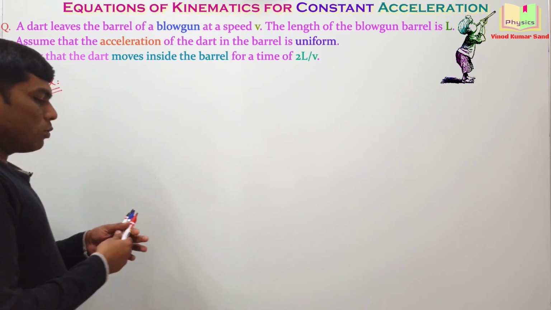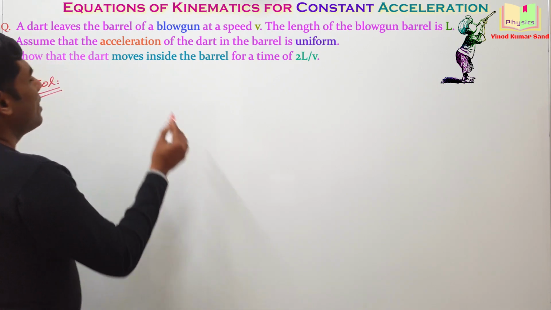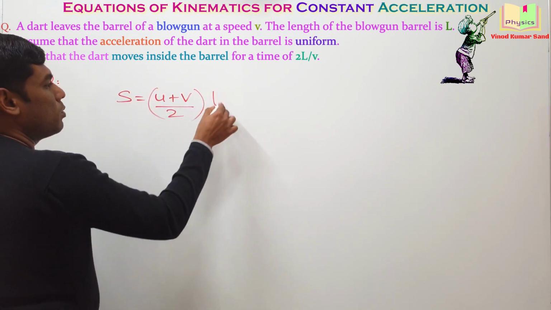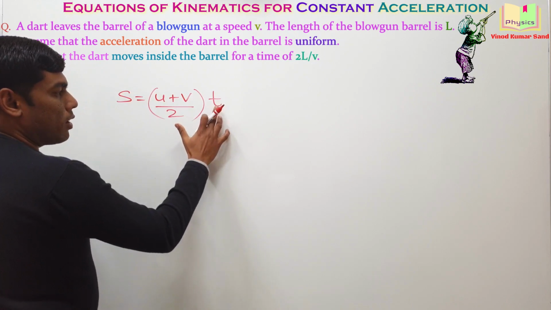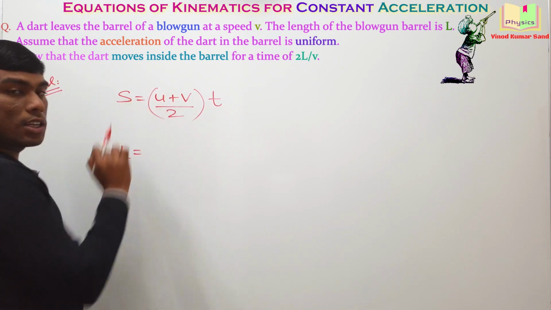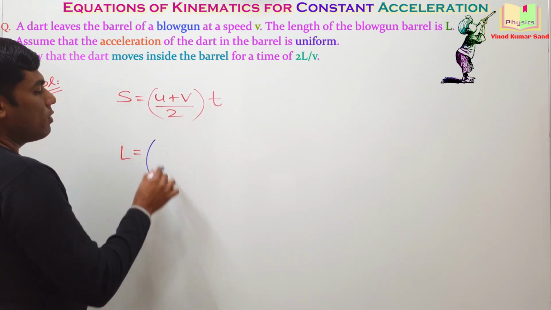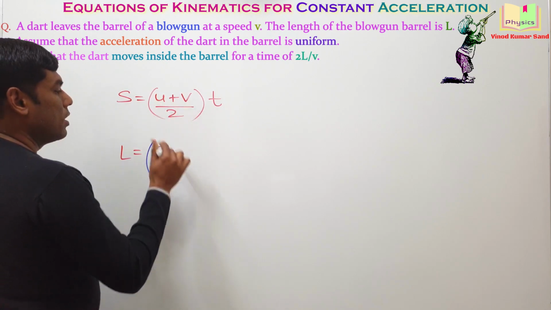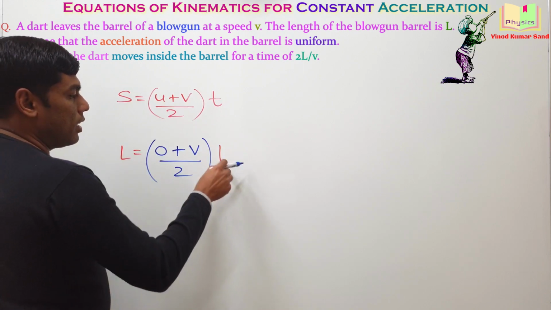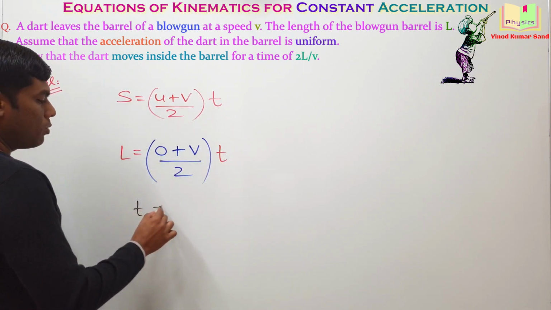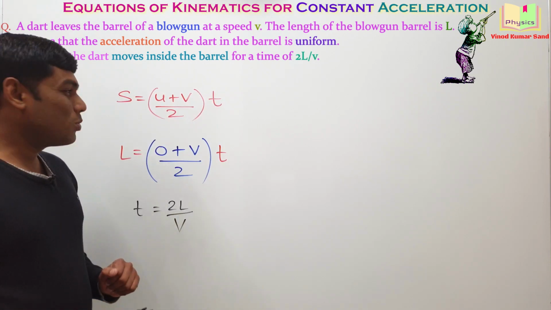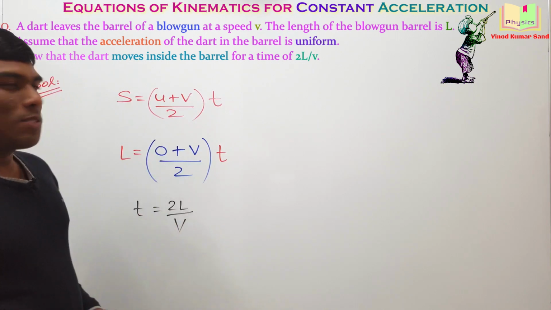Which equation we should use? Speak up. We should be using the second equation in this format, s is equal to (u plus v) by 2 into t, because our requirement is the time t. The s is actually equal to L. U means the initial velocity of the dart, which is 0, as it is starting from rest. Final velocity of the dart is v, divided by 2 multiplied with t. T is our target. So t comes out to be 2L by v. Simple question and easy proof. Got it? Note it down. Then we'll be taking the next one.